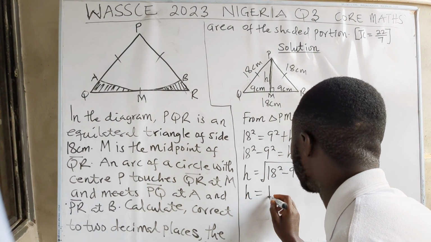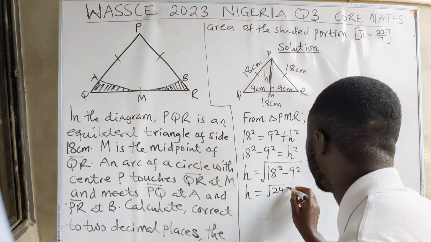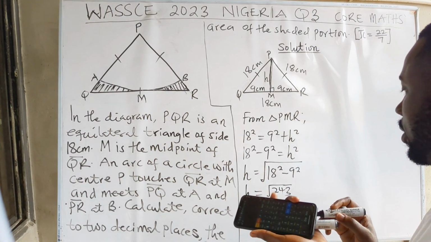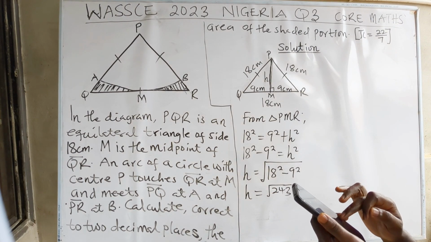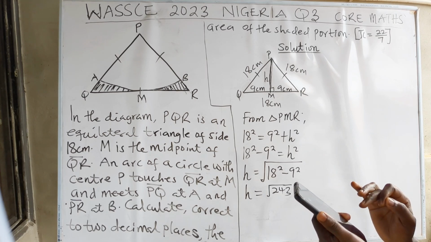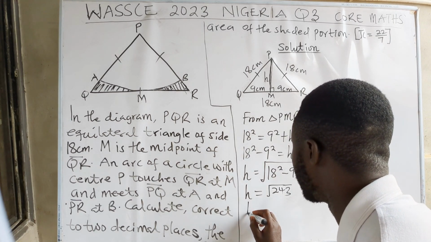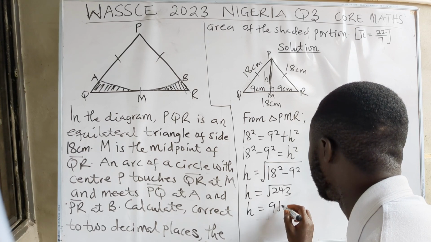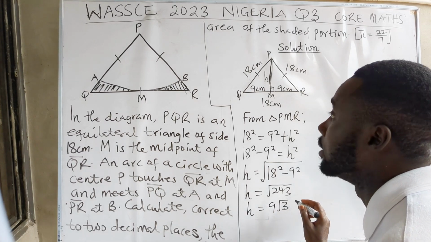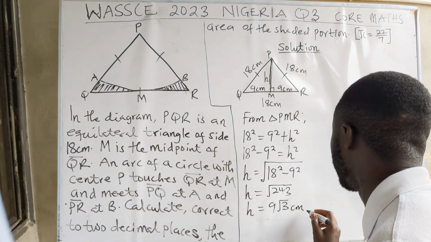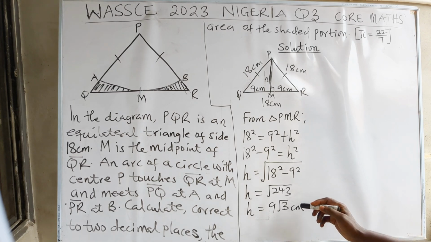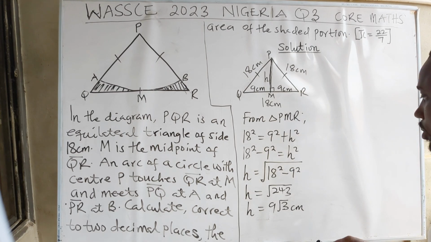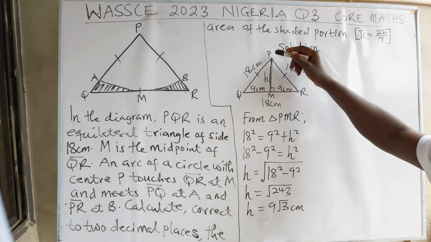So h is going to be square root of 243. And what will be square root of 243? That is 9 root 3 centimeters. So our height is going to be 9 root 3 centimeters. So that is our height.